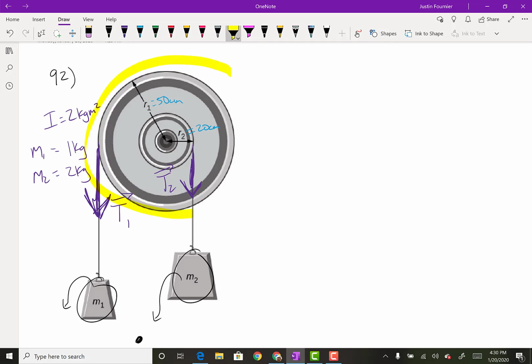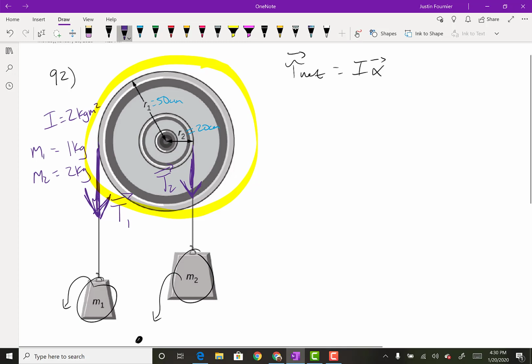So the first thing I'm going to do is Newton's second law for rotation, making the pulley my object. So I'll have torque net equals I alpha. Torque net is the sum of the torques that are acting on my object, and in this case, I would have a torque from tension 1 and a torque from tension 2.